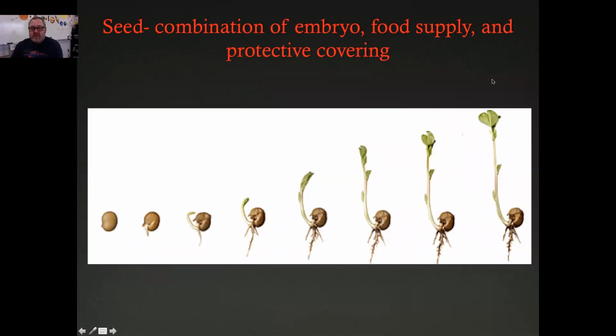So the seed that's produced is a combination of the embryo, the genes from the mother and the father, a food supply, and a protective outer covering. So when you plant a seed, once the appropriate hormones are activated, it tells that seed to start the germination process, and plants start to grow. Well, they can't do photosynthesis yet because they're in the ground, they're not getting sunlight. So they have energy stored in the seed itself, and that energy is what the plant uses until it can develop its leaves and start doing photosynthesis.